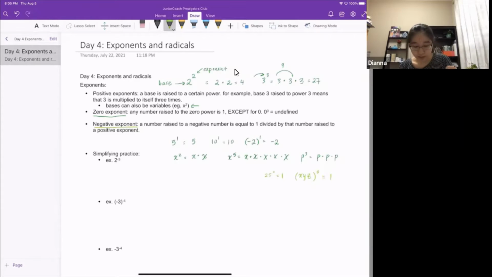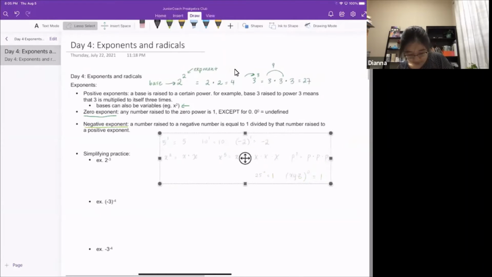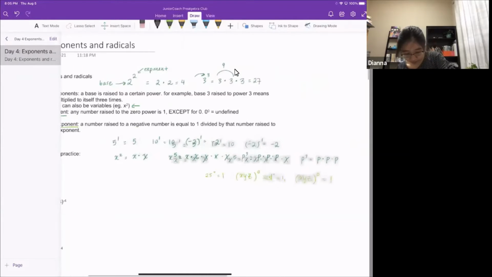So when we raise a number to a negative exponent, we're basically going to take the reciprocal of that number raised to the positive exponent. I'm going to show you an example, because sometimes it's better to show an example rather than to say it. I'm going to move this off to the side.